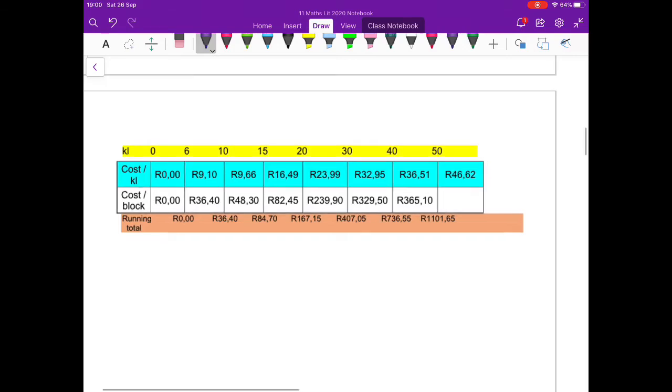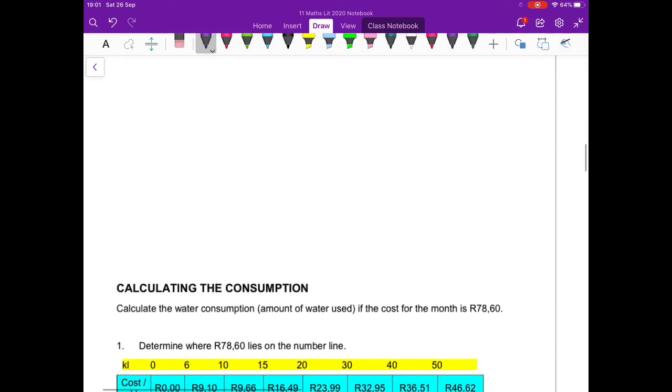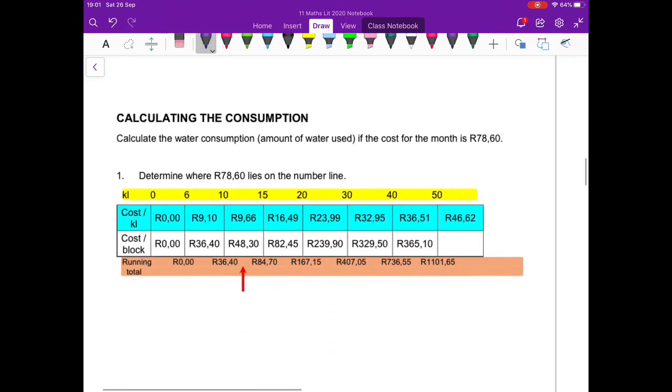And remember, over here in this one we have 6 kiloliters. Then in the following ones we have 4, 5, 5, 10, 10, 10, and then obviously greater than 50 kiloliters. So all the preparation is done. So now we're going to apply it to a question.